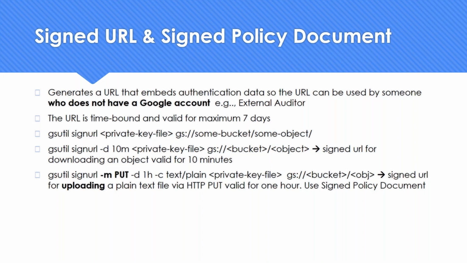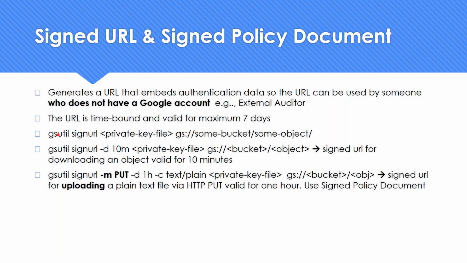So how do you do it? With this command, gsutil signurl, where you are going to send a private key. Basically a service account you are going to generate. Using the service account, you're going to generate a key, use that key to sign and share the URL. So this is how you are going to use it.